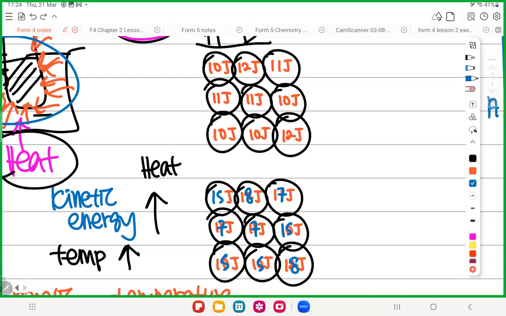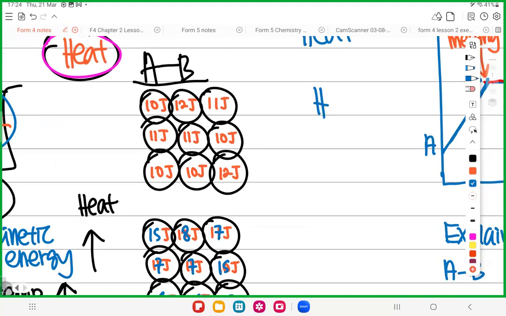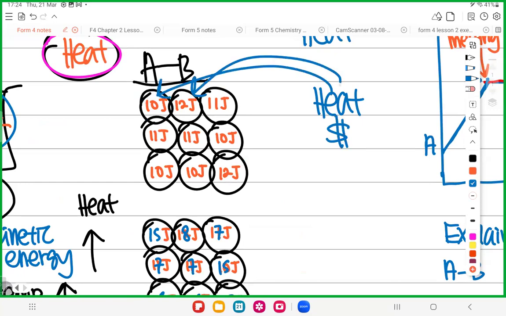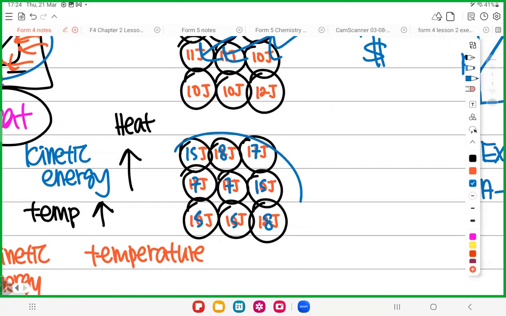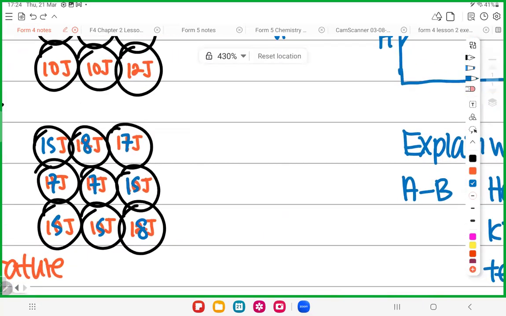Why do they get more energy? They absorb the heat. They get extra energy from the heat. You can imagine heat is somebody who gives money. You have 10 ringgit, I give you some extra money. I give everyone extra money. So now everyone got richer. Everyone has more money now. So now what happened? The kinetic energy now increases.